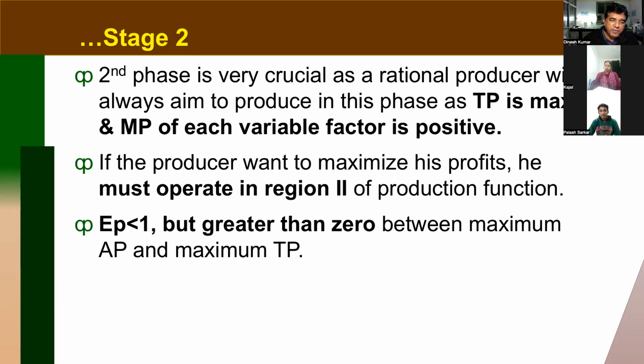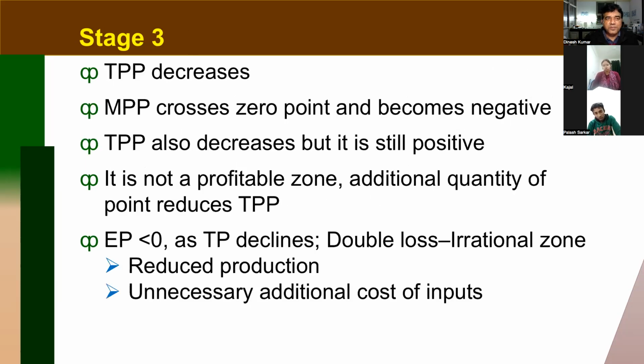EP is less than 1 but greater than 0 between maximum AP and maximum TP. So here, your EP is less than 1. It is not advisable because you are making a 1% increase in X, but you are getting less than a 1% increase in Y. So therefore, it is an irrational stage.